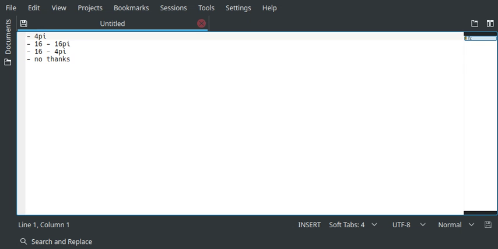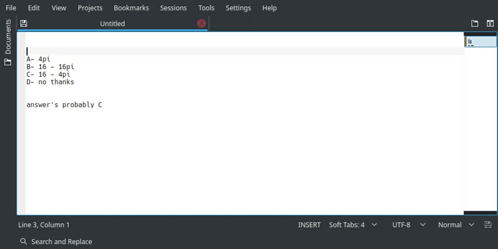So this would be option A, this would be option B, this would be option C, this would be option D. So just looking at the answers, the possible answers, the answer's probably C. Now, what the question was, it was a diagram.